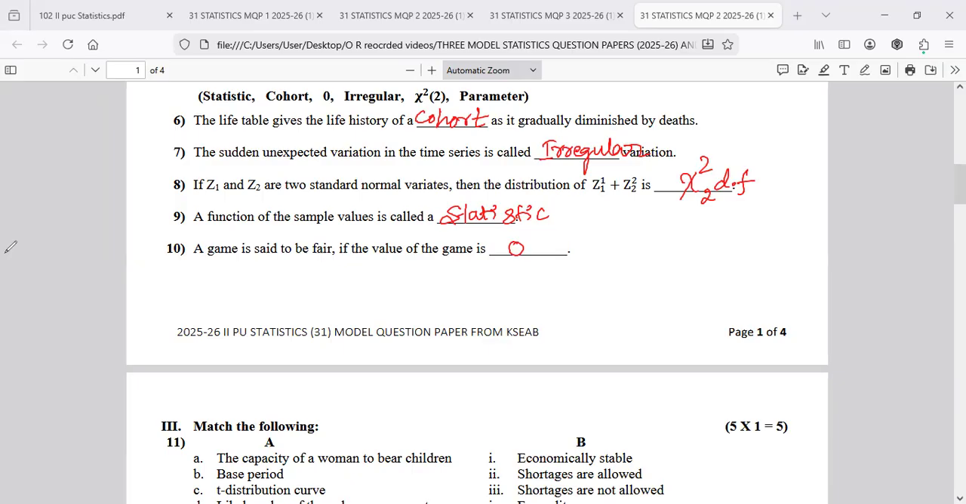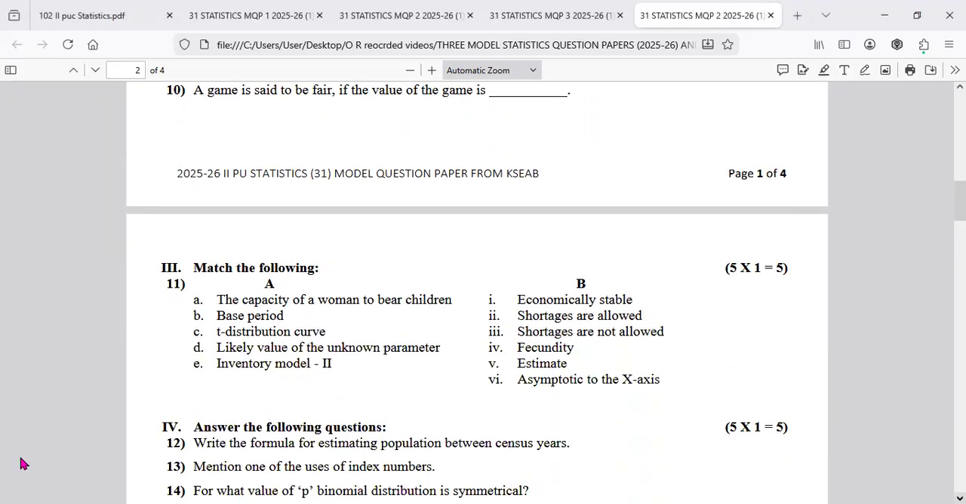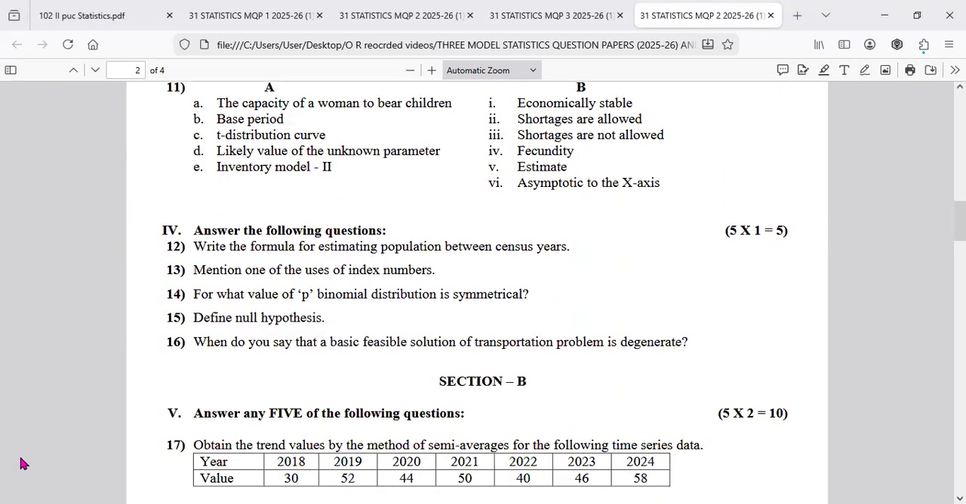So this is the fill in the blanks of the model 2 paper. So similarly, we'll go on to match the following and 1 mark questions.